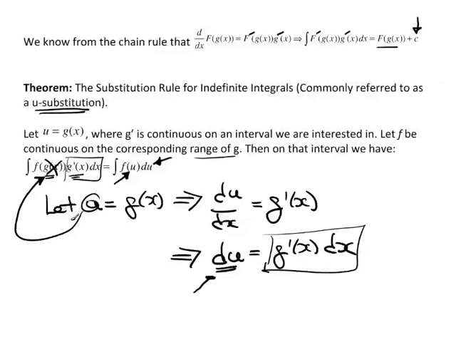Now the point behind this is that integrating this function, f of u du, should be much, much easier than integrating f of g of x times g prime of x. That's the basic idea. Now, I'm going to work through several examples here, and hopefully after I get through one or two of them, you catch on, and the whole idea of u substitutions will start to become second nature to you.